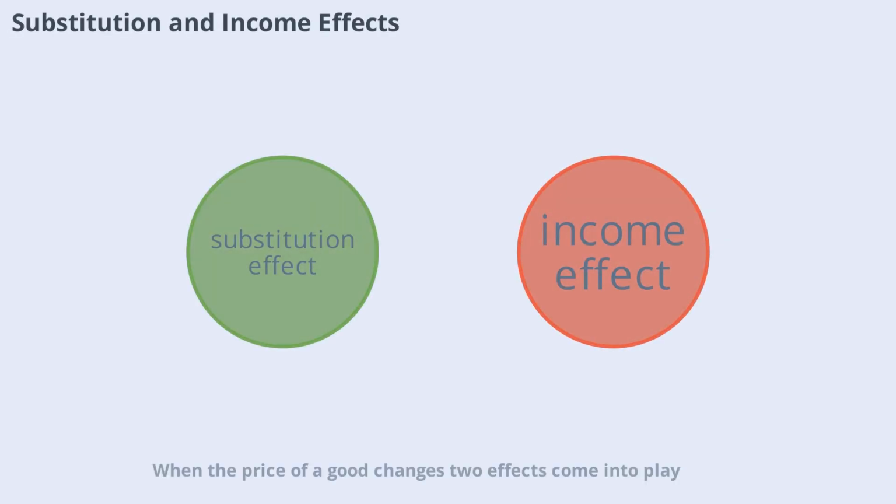When the price of a good changes, two effects come into play: the substitution effect and the income effect. The substitution effect is when you switch to a cheaper good, while the income effect is the change in your purchasing power. Both effects influence how much of each good you buy after a price change, and together they explain the overall change in consumption.